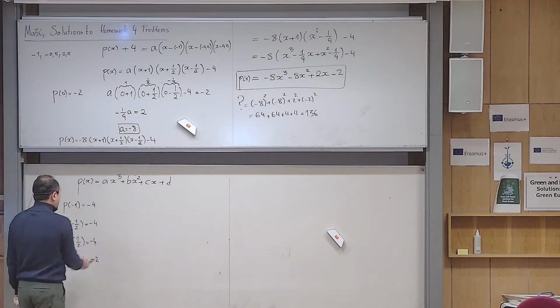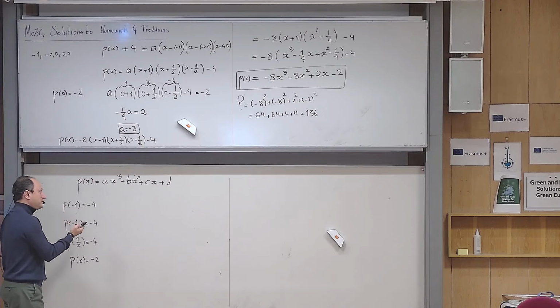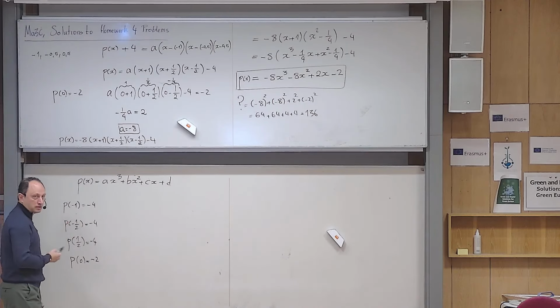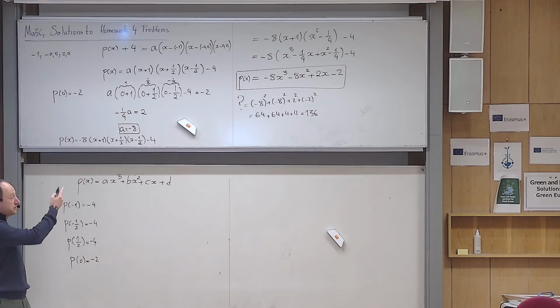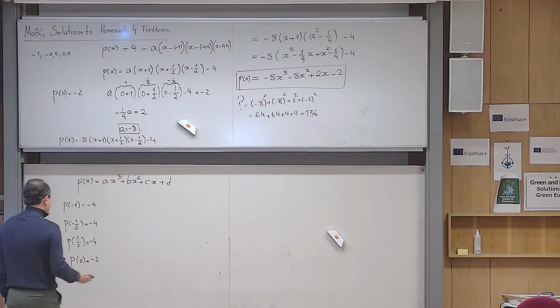You have 4. It means that in principle, if you are patient and good in algebra, you can solve a system of 4 equations in 4 unknowns, and then you find A, B, C, and D. But it becomes very much longer than the method that we used. Okay, so let us do it. I want you to see how it goes.